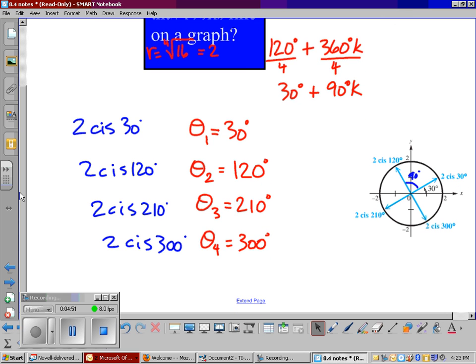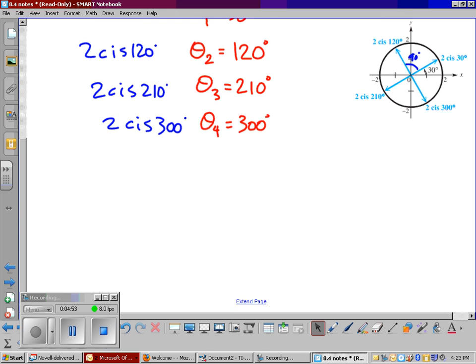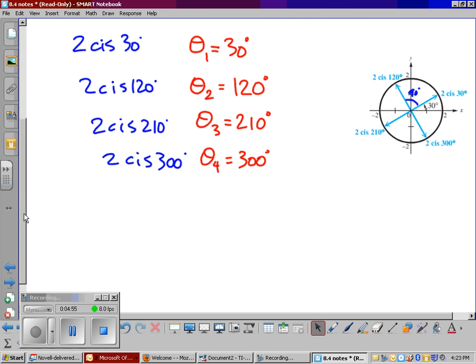Now the only thing we have left here is to change these roots to the rectangular form. So just a quick reminder of how to do that. It's very important that you determine the sign, plus or minus sign, of each of your values, and that you use the correct reference angle.